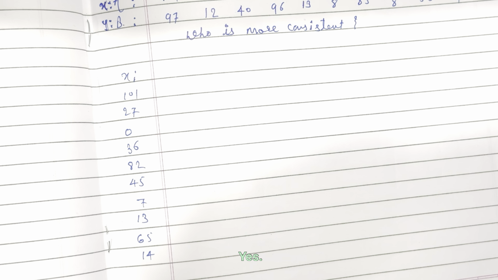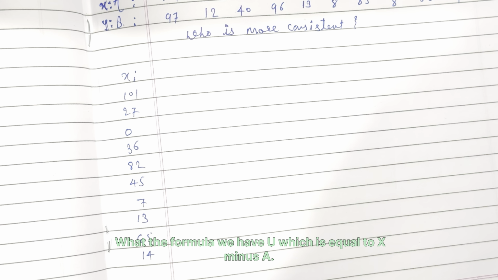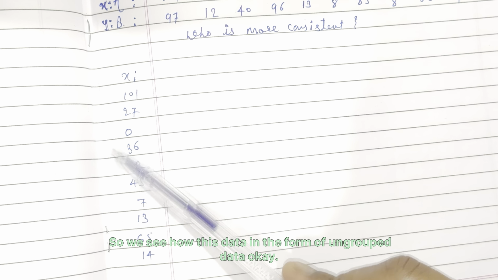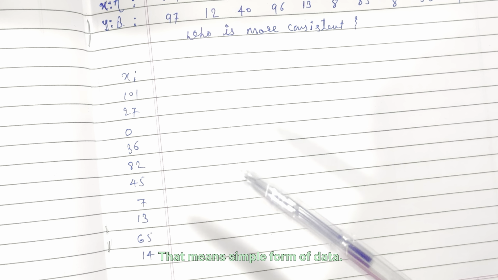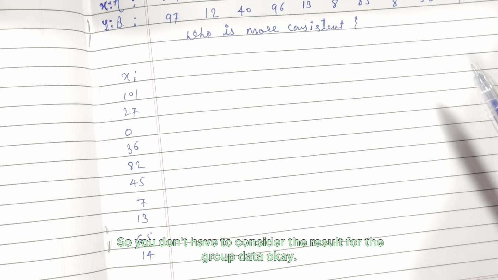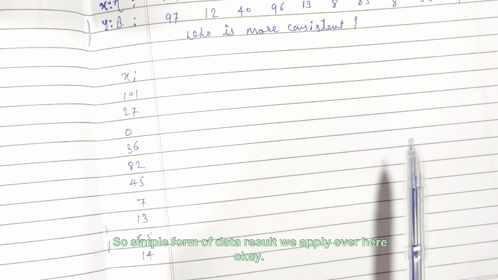For finding the standard deviation guys, we go for the formula u equal to x minus a. Then the standard deviation we write as sigma x or sigma u, as the summation of u square, as we have this data in the form of ungrouped data. That means simple form of data, so you don't have to consider the result for grouped data. We apply the simple form of data result over here.